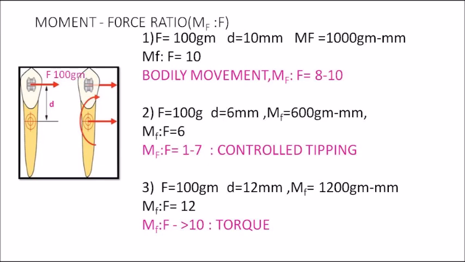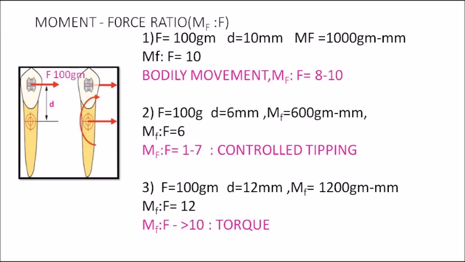So if the ratio of this force, the moment to force ratio, is falling between 8 to 10, then there happens to be a bodily movement of the tooth. So if you want the bodily movement of the tooth, the force being applied and the moment produced should have a ratio of 8 to 10.